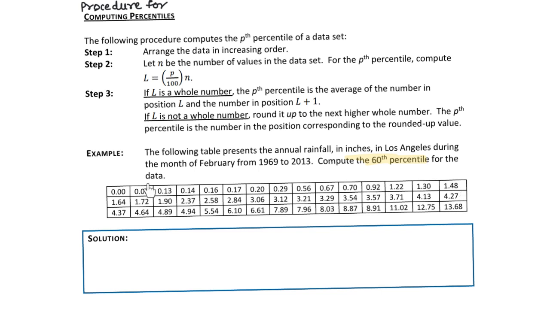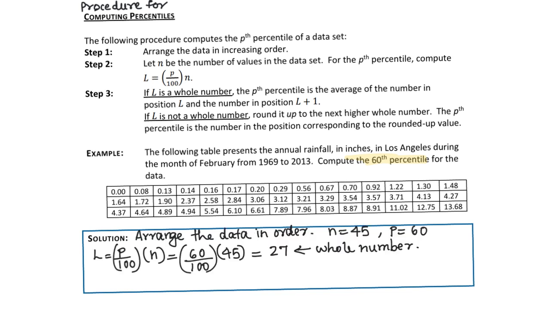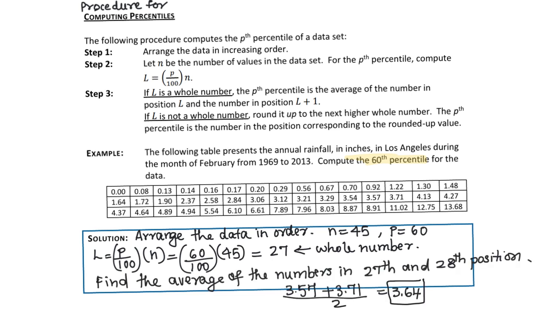So, first arrange this data in order, and the second step is calculate L. Since L is a whole number, find the average of the numbers in the 27th and 28th position. So, 60th percentile is 3.64.